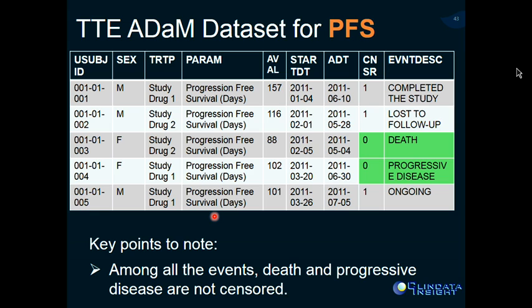So the ADaM data set example for progression-free survival is very similar to overall survival, except for one thing. Right now, progressive disease is not censored. In this example, this is the same data set that we have with the overall survival that we talked about in the previous slide, and progressive disease is not censored. But all other events are going to be censored for progression-free survival.